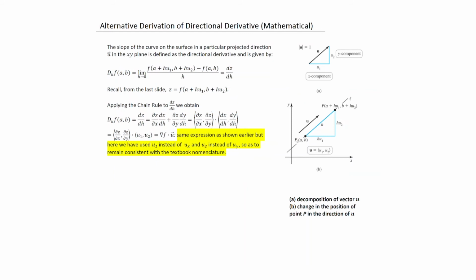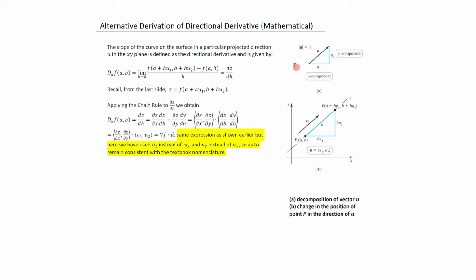All right, so now let's basically do some of the math. What is the directional derivative going to be under these circumstances? The slope of the curve on the surface in a particular projected direction, u in the xy plane, is defined as the directional derivative and is given by this expression. And in the limit as h goes to 0, this is nothing more than dz/dh. That's another way of describing things.